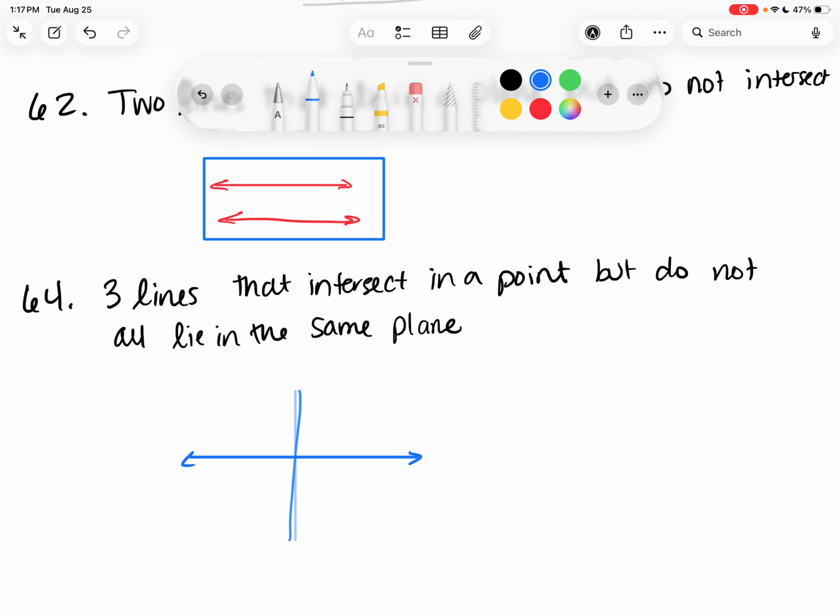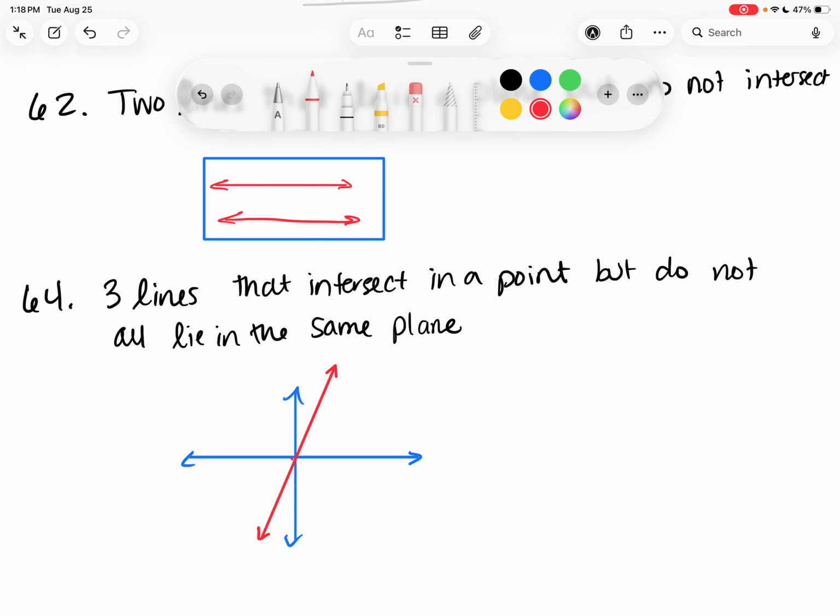Okay, pretending like that's our piece of paper there, and then I'm going to draw the other one with another color just so we can see it. And then another one that's like going through it but going up. Okay, so it's hard to see on a piece of paper, but basically I have a line going this way on my paper, a line going this way on my paper, and then one coming straight through it. Okay, they're all intersecting in one spot, but they're not all in the same plane.